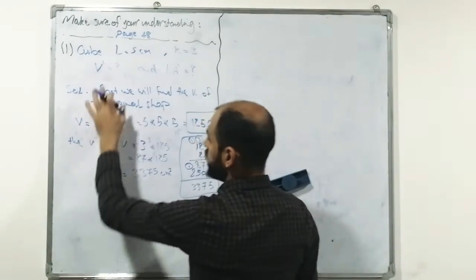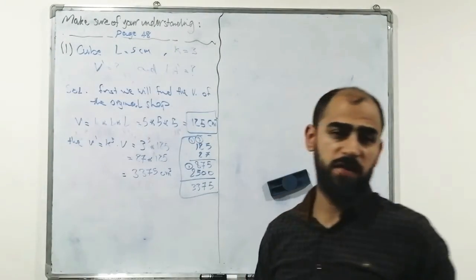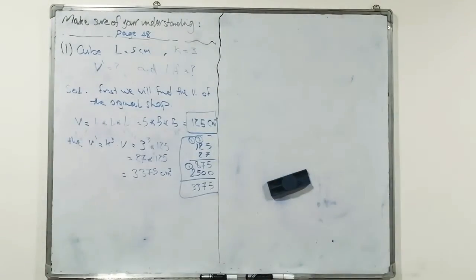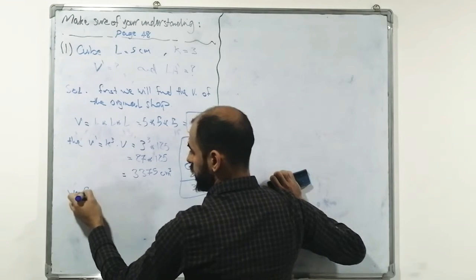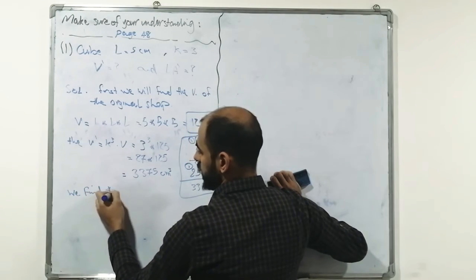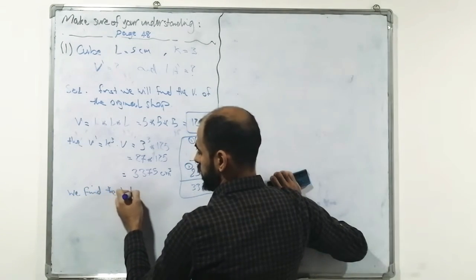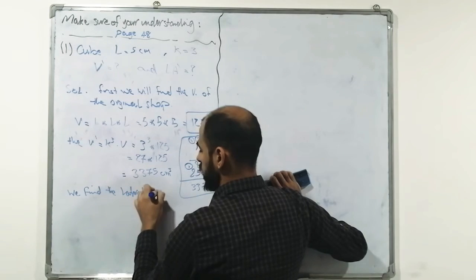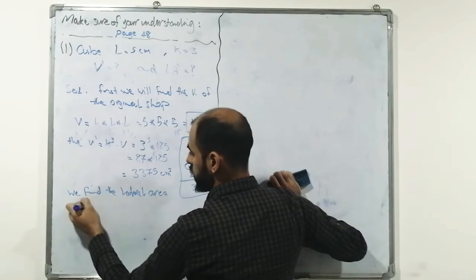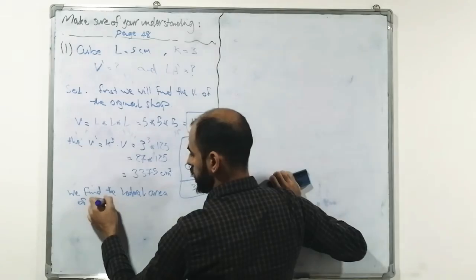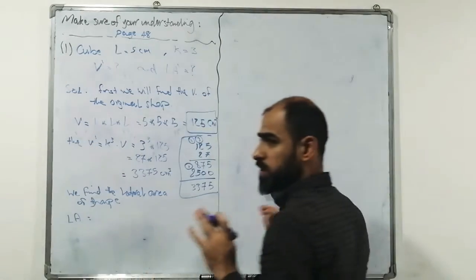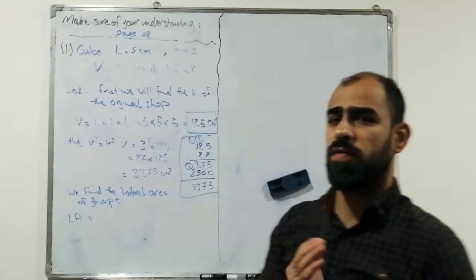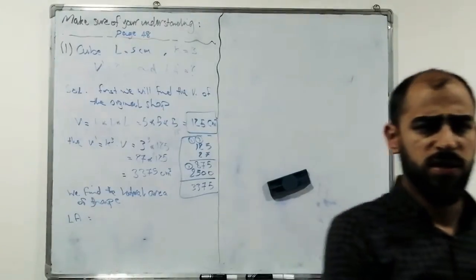Now, after finding the volume of the shape after the dilation, we have to find its lateral area also after the dilation. So in the same way, we find the lateral area of the original shape. The lateral area of the cube is the area of the side faces.